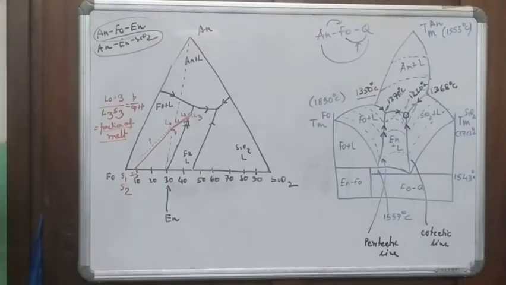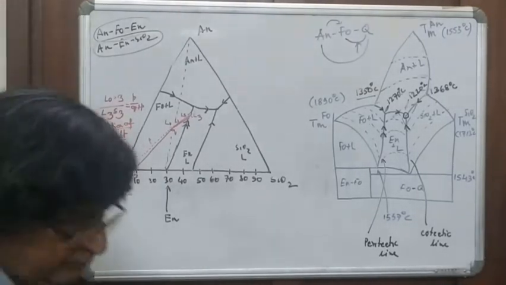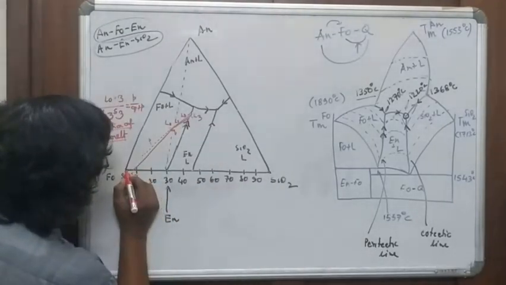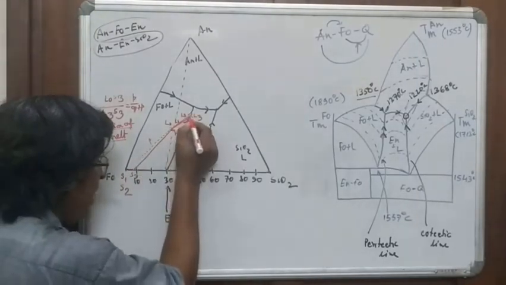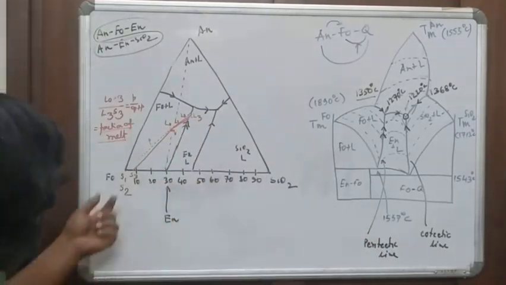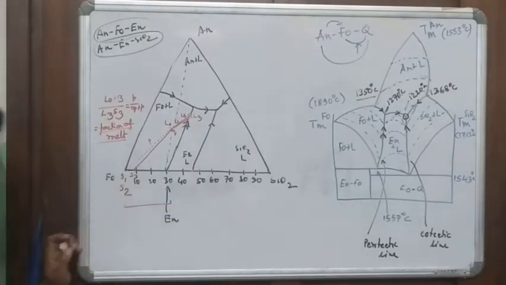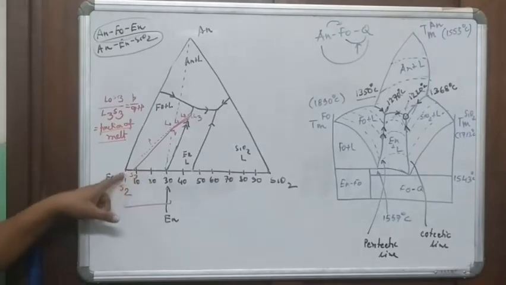Now, your solid composition is now moving in this direction. Why? Because your melt composition is moving along the peritectic line. That means the proportion of forsterite, remember, this is the length that you should be considering now. This length, forsterite and enstatite proportion. You can find out this length.